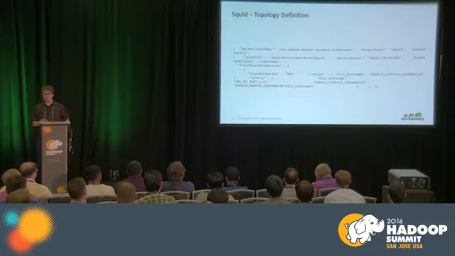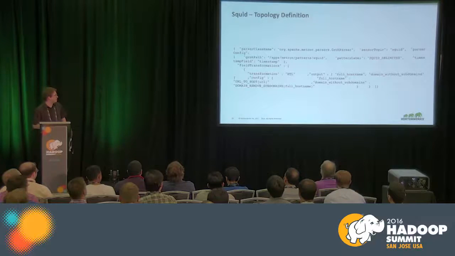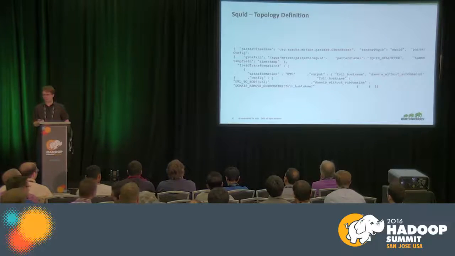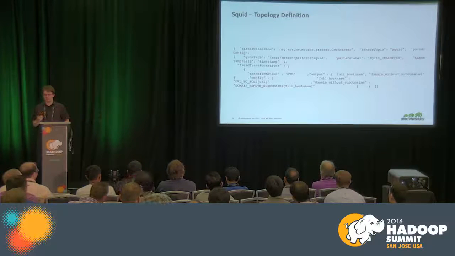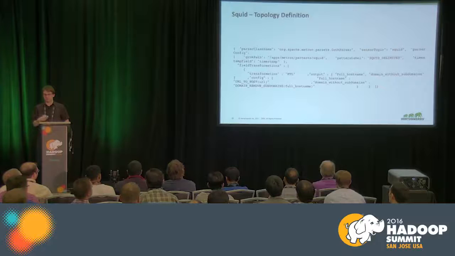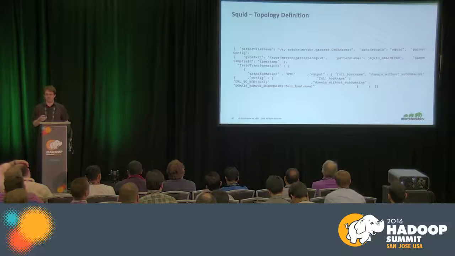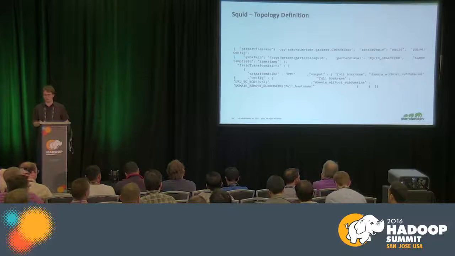So the topology definition, which apparently got a little mangled on the screen here, is basically using a Grok parser. We're saying we're going to be using the Squid topic. We're saying this stuff lives in HDFS, at the Apache Metron pattern Squid. There's a whole set of these patterns that come built into Metron, including Bro, YAF, and a couple other things. We're pulling out the timestamp field, and we're doing a couple minor transformations on this. For instance, we're removing subdomains.